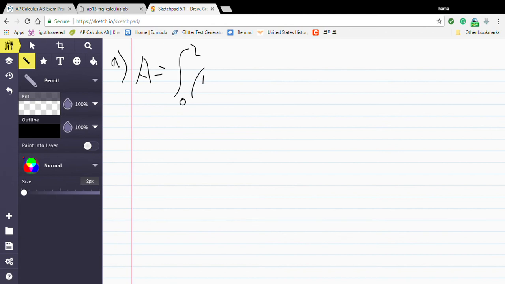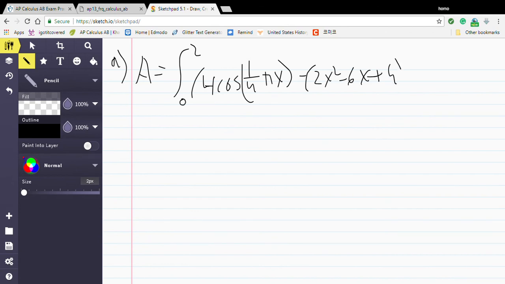And for top equation minus bottom equation, so 4 cosine of 1 over 4 pi x minus 2x squared minus 6x plus 4, dx.